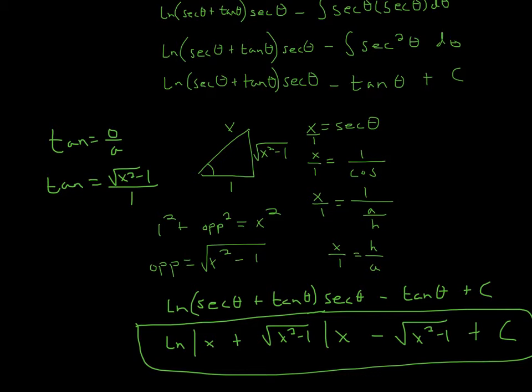Now we have everything we need to find the different substitutions. For example, we have secant theta. Secant theta is just x, so we can substitute x for secant theta. But we also have a tan theta. What do we do for that? Well, tan equals opposite over adjacent, which is the square root of x squared minus 1, divided by 1. So if we have a tan theta, we substitute the square root of x squared minus 1. If we have secant theta, we use x. And then finally, plus c.